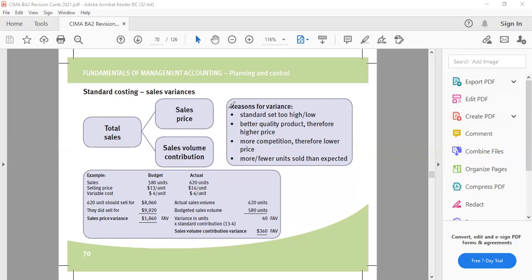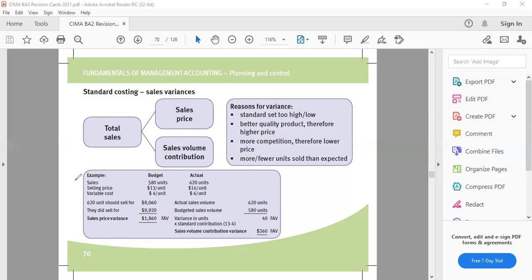So when this is split into price variance and volume variance, the difference in the price, the budgeted price and the actual price, applicable for the actual number of units sold, that is sales price variance. Volume variance is the difference in the number of units, standard units and the actual units, applicable at whatever is the profit. Either it is contribution or it is full profit.